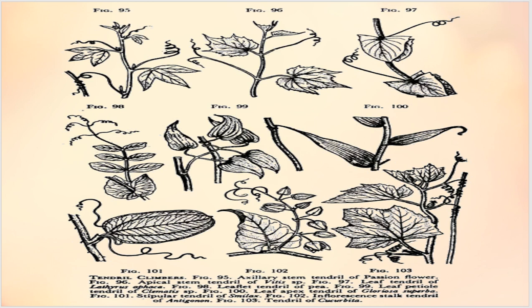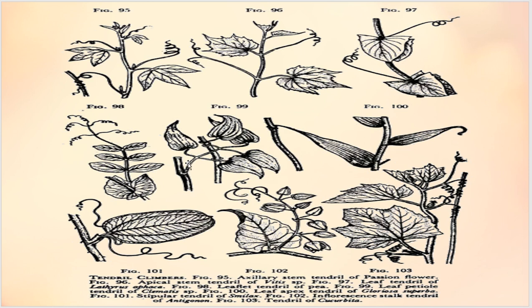as stem climbers, like in Passiflora. You can see the axillary stem tendril. This is Passiflora's axillary stem tendril. And this is the apical stem tendril in Vitis. And here it is a leaf tendril. The tendril is produced by the leaf, that is wild pea or Lathyrus odoratus. And here you can see the leaflet tendril, which is in sweet pea.